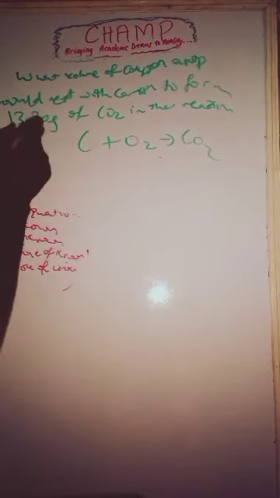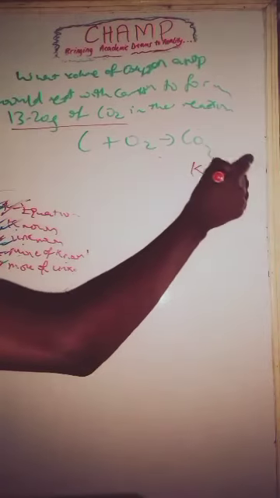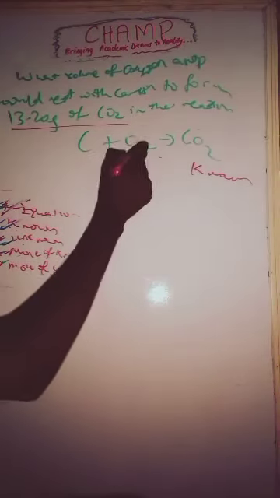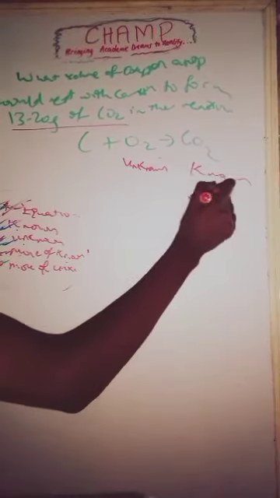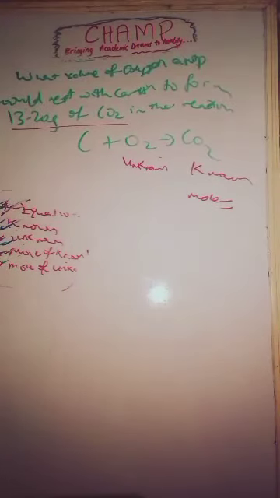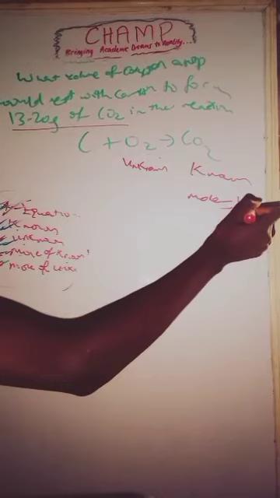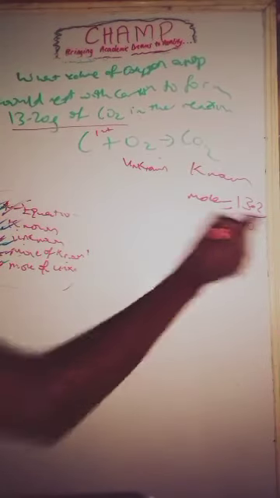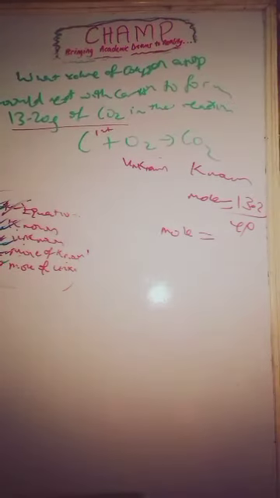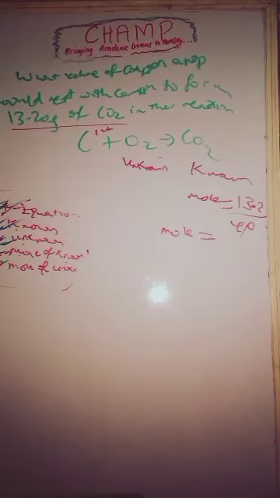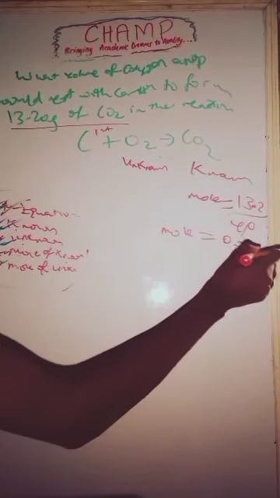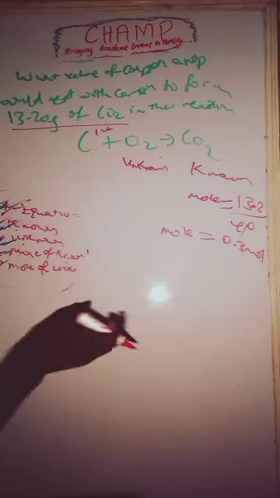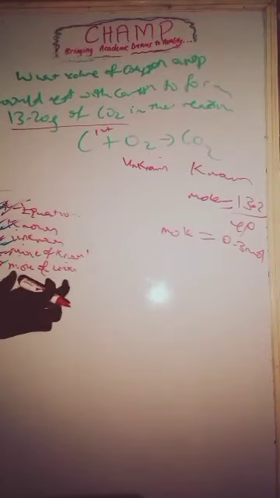Yes, let's get our known. 13.2 grams of CO2. So this is our known. What's your unknown? What volume of oxygen? This is your unknown. Then find the mole of your known. Mole is mass over molar mass, so 13.2 over the molar mass. Carbon is 12, oxygen is 16 times 2, that's 32, so 44. So your mole is 13.2 over 44. That's 0.3 mole. So if CO2 is 0.3 mole, then just get the mole of your unknown.